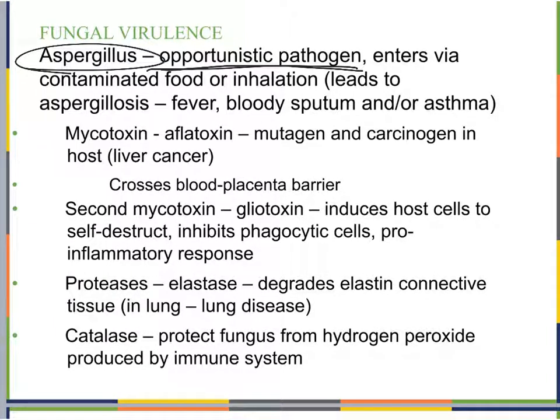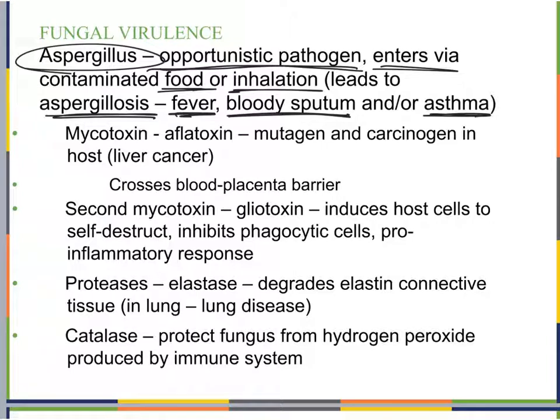Otherwise, typically our bodies are able to fight it off relatively easily, especially if we're just a healthy, well-fed, well-slept person. Oftentimes it enters via contaminated food or inhalation. So if the Aspergillus is growing around in the home or in a place of work or elsewhere, then the person can breathe it in, or if it gets on food, of course. Leads to aspergillosis. When a person has aspergillosis, they end up having a fever, as well as bloody sputum and/or asthma, especially if it was through inhalation.